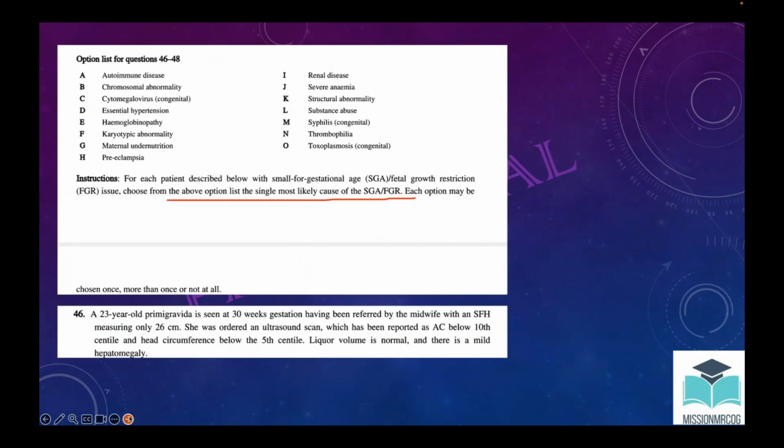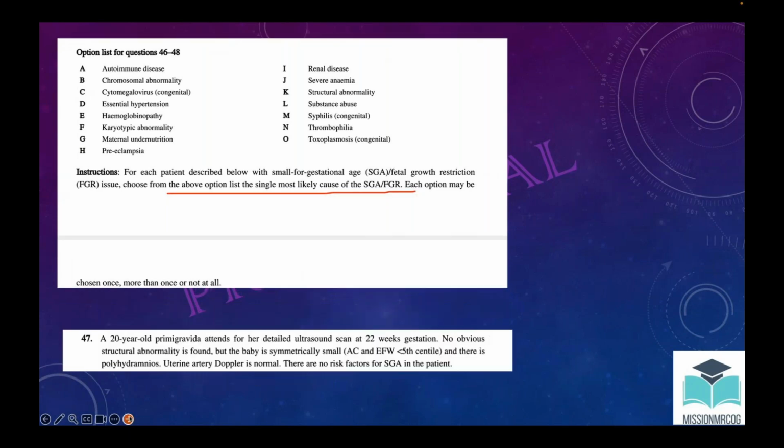Now, a 23-year-old woman referred by the midwife with a fetus whose symphysio-fundal height is only 26 centimeters, SC less than 5 centimeter, AC less than 10 centimeter. So the baby has microcephaly. Liquor is normal, and there is mild hepatomegaly. So what should be done? CMV. It should be CMV only. Cytomegalovirus.